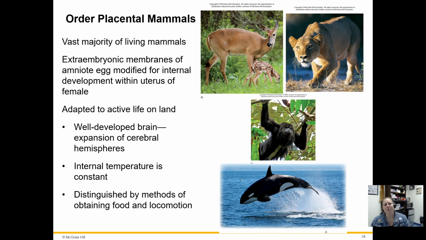We are adapted to a very active life on land, and animals are going to have a lot of different evolutionary traits that allow them to survive and do well in their own environments, regardless of what group of animals that we're looking at. Placental mammals tend to be really interesting to a lot of people, though, because we are most closely related to them, and so we are most familiar with them.